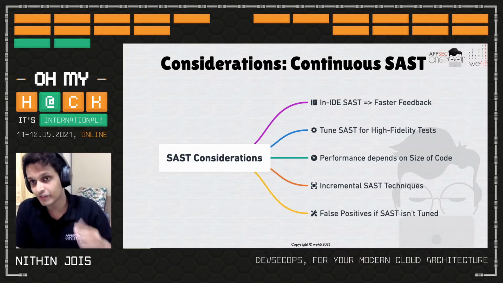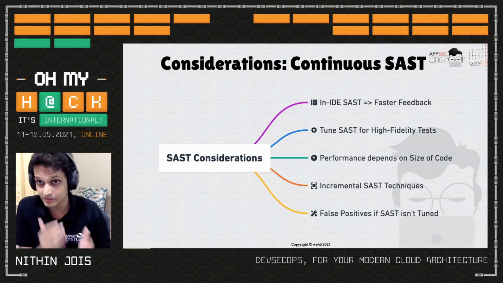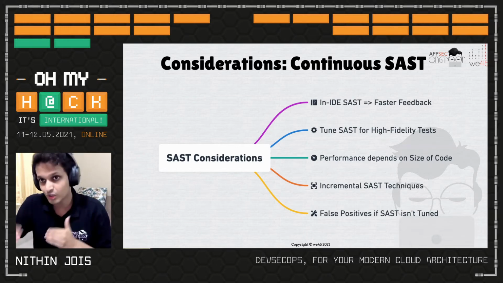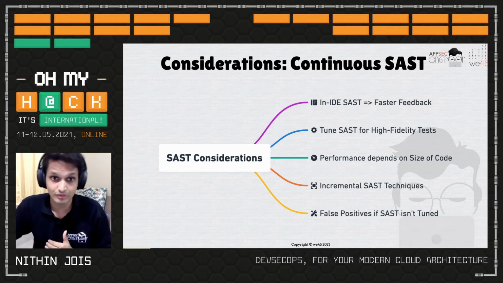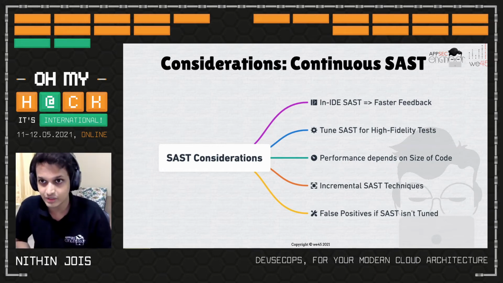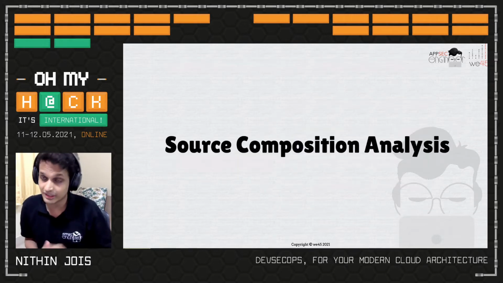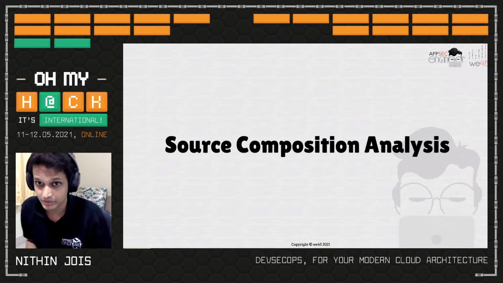Only the changes that have been made, or only the files that have been changed in the latest commit, go ahead and scan only that, so that there are going to be incremental scans, and the scans are going to be performed a lot faster, and it's going to be a lot easier for developers to go ahead and fix issues as well. And false positives is something that you are going to have to deal with if your SAST is going to be untuned.